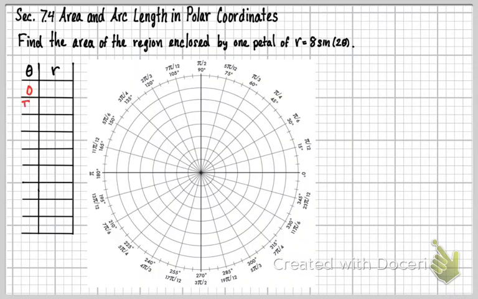We're going to do 0, pi 12ths, pi 6ths, pi 4ths, pi 3rds, 5 pi 12ths, pi halves, 7 pi 12ths, and 2 pi 3rds. I'm not going to have to go through all of these probably. All I need is one petal here. So now I'm going to find my r's for these thetas. When I plug in 0 for theta, it's 8 sine of 0, and sine of 0 is 0. Then I'm just going to fill in the rest of these values.